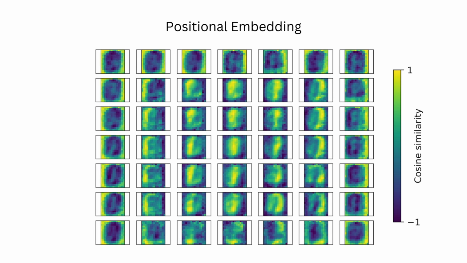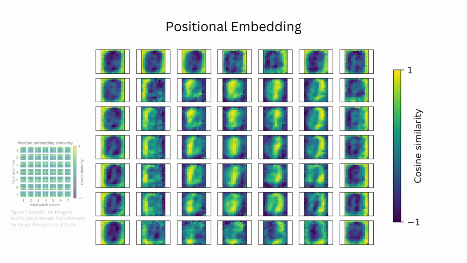I select every other row and every other column to display it here, and hence I get 7 cross 7 plots. So here when you move across the x-axis, you move from the left part of the image to the right part, and moving on the y-axis takes you from top to the bottom. And each plot is the similarity of that position vector with all the other position vectors. This is something that the authors of the ViT paper did, and I just picked it up from there.